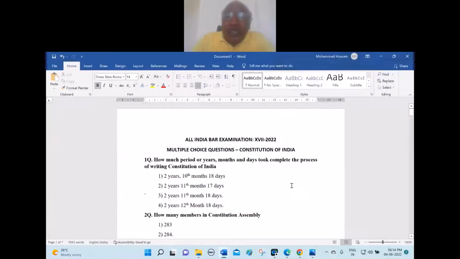R&D bar examinations, the 17th cohort, 2020, multiple choice questions. The first one is the Constitution of India, as it is given in the syllabus copy. First question: how much period, years, months and days, to complete the process of writing the Constitution of India? Number 1, 2 years, 10 months, 18 days. Number 2, 2 years, 11 months, 17 days. 3, 2 years, 11 months, 18 days. 4, 2 years, 12 months, 18 days. Which one is the correct answer?